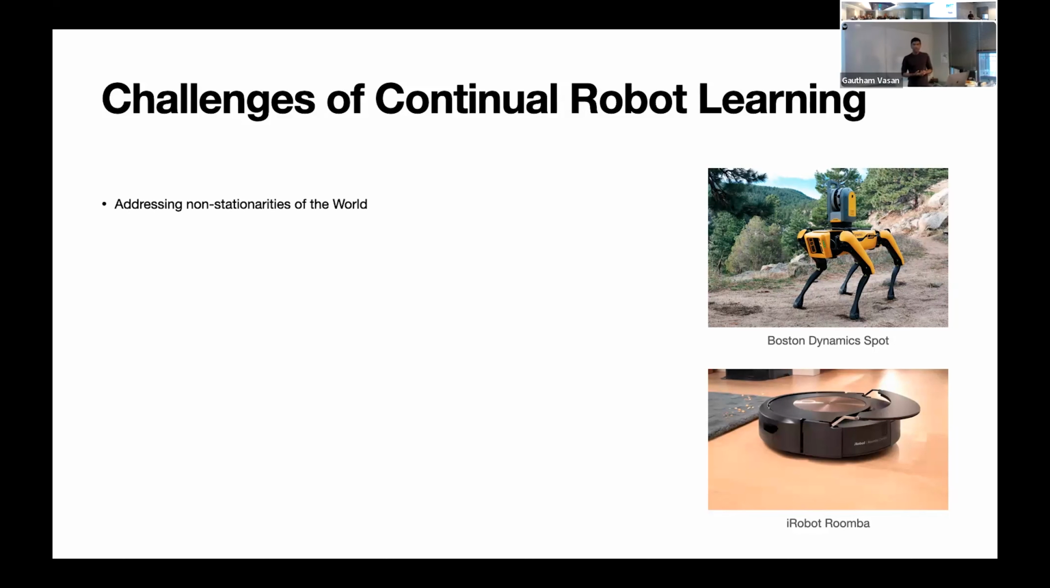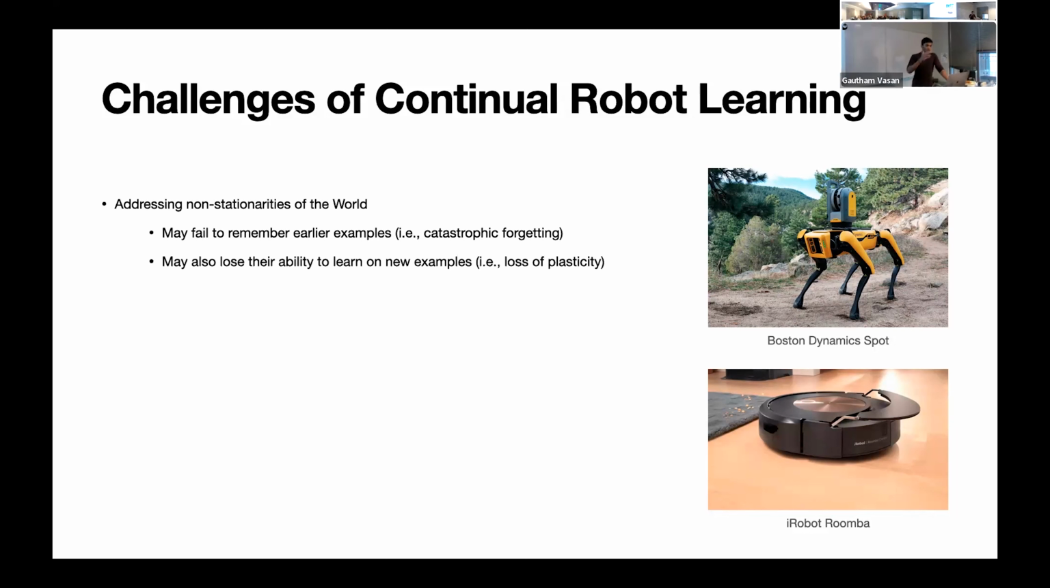Right? So one of the first challenges we need to address for this is the non-stationarities of the world. So what I mean by this is, the first thing is maybe it fails to remember some earlier examples. In the deep learning setting, this is commonly known as catastrophic forgetting. Or maybe it loses its ability to learn on new examples. This has been highlighted by Shibhansh, also Mohamed and Shengfeng's work on this, which call this loss of plasticity, and there's quite a few people working on this.